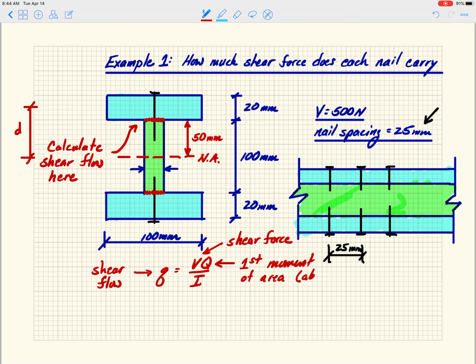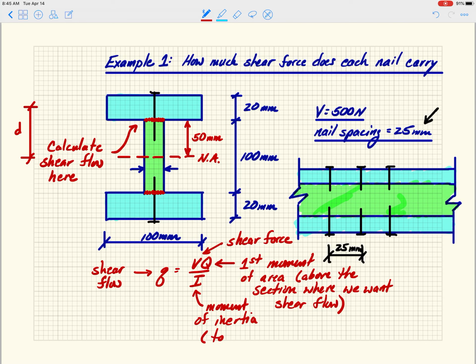And I'm going to say above the section where we want shear flow. And then I is the moment of inertia, and this is of the total cross section.